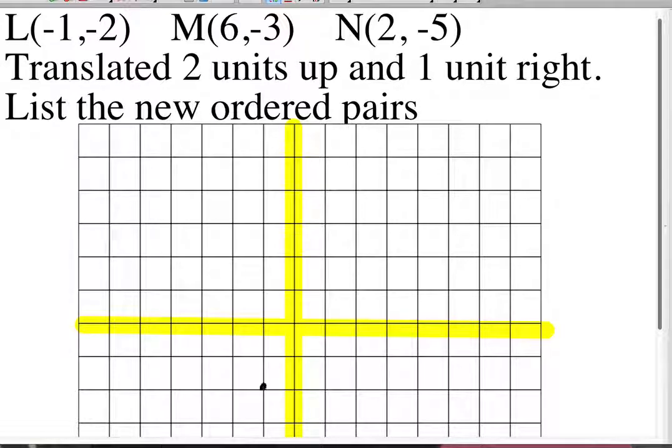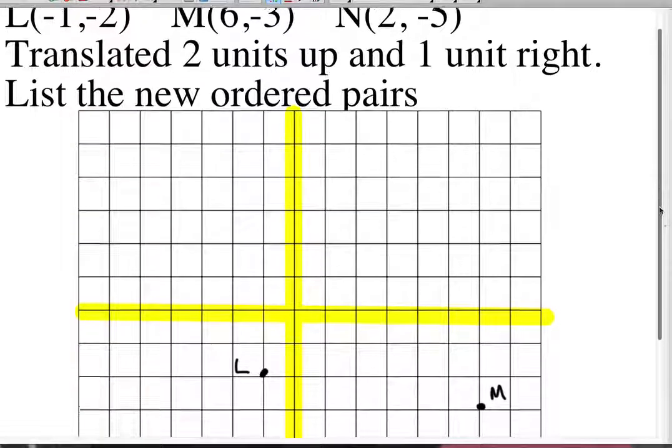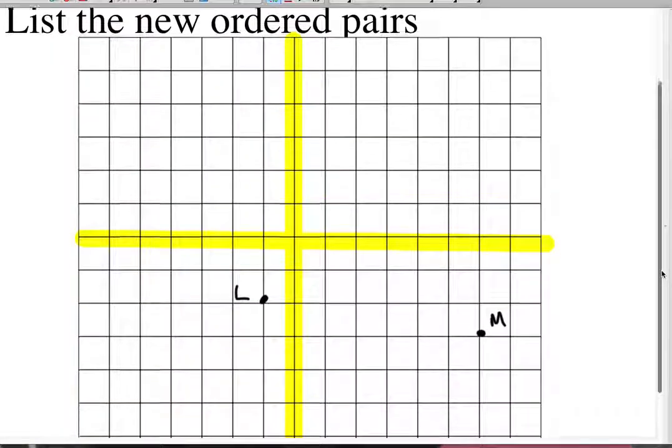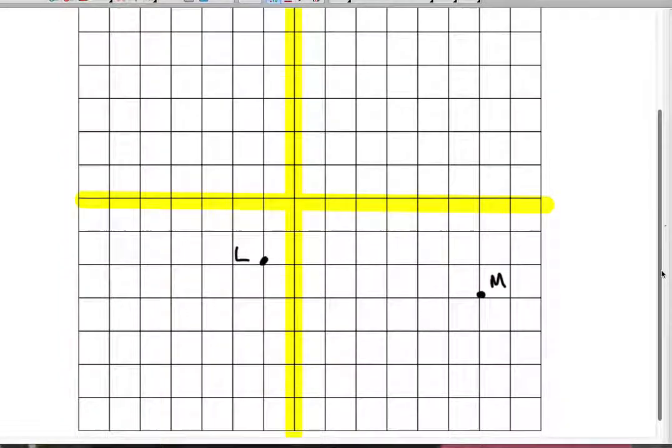-1, -2. That's there. That's L. +6. 1, 2, 3, 4, 5, 6. -3. 1, 2, 3. Holy cow, this thing's huge. M. No, sorry, I lost my train of thought. +2, -5. Ooh, I gotta scroll down. +2, -5. +2, 1, 2, 3, 4, 5. This is N.